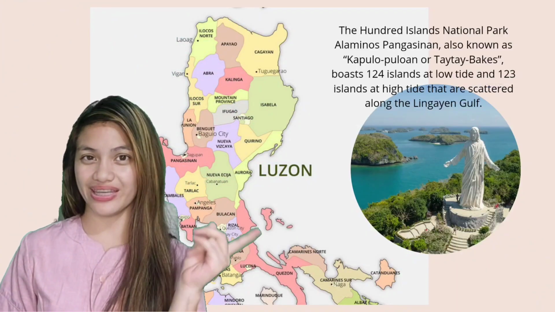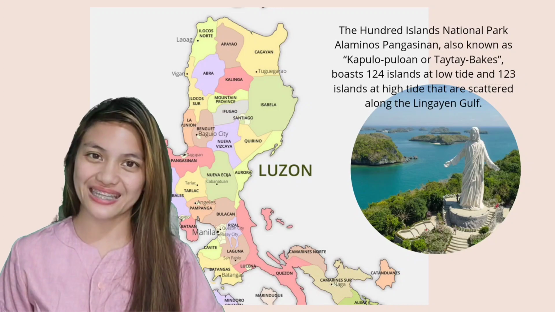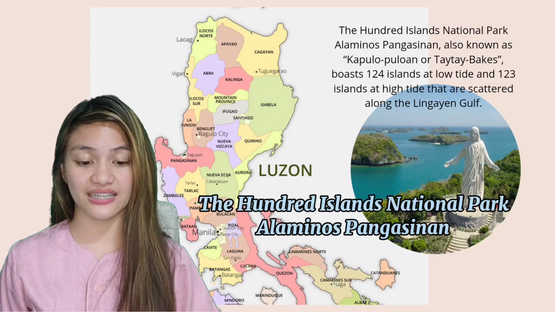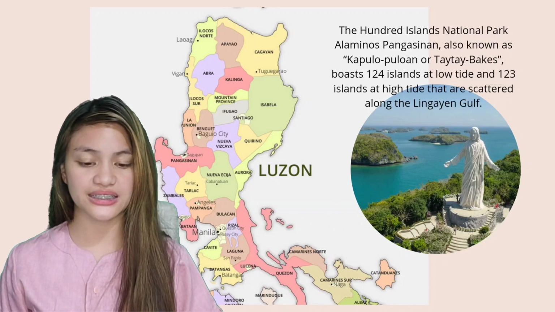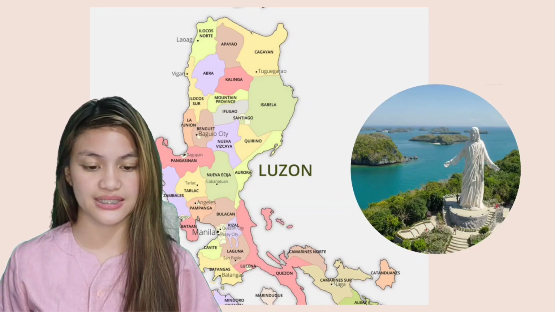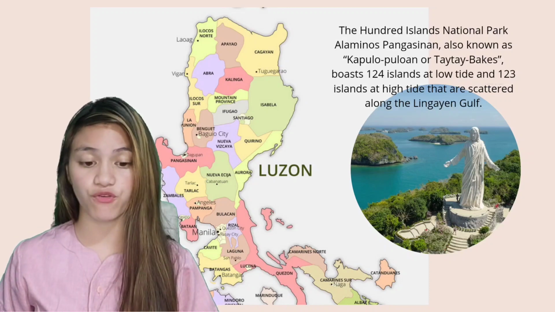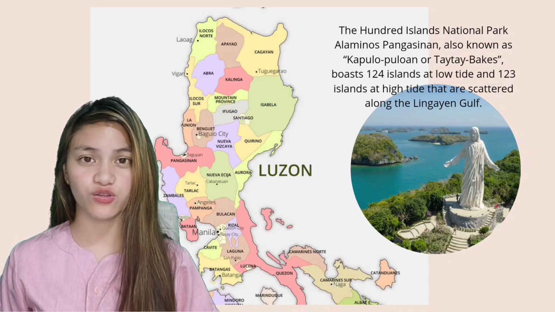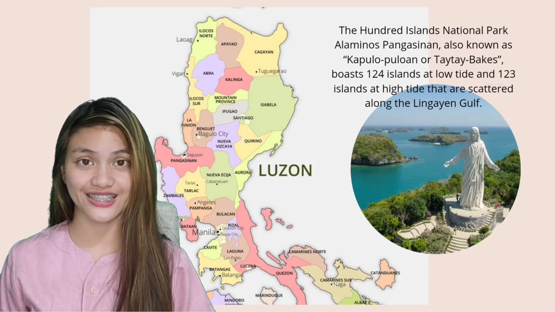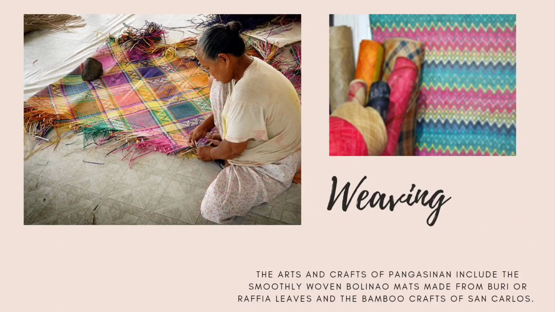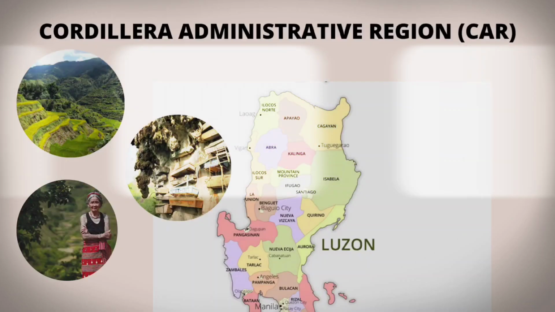Are you familiar with this picture? You are right. This is the 100 Islands National Park in Alaminos, Pangasinan, also known as Kapulupuluan or Taytay Bakes. It boasts 124 islands at low tide and 123 islands at high tide that are scattered along the Lingayen Gulf. The arts and crafts of Pangasinan include the smoothly woven bolinao mats made from buri or raffia leaves and the bamboo crafts of San Carlos.